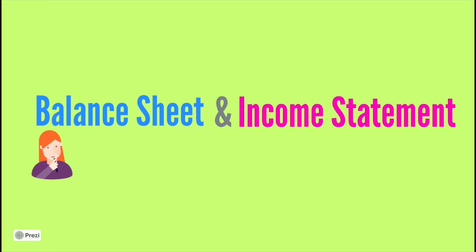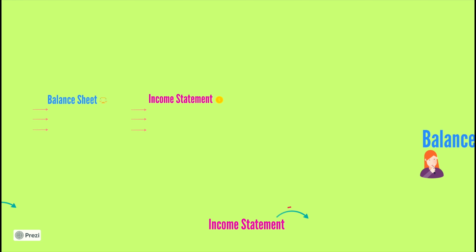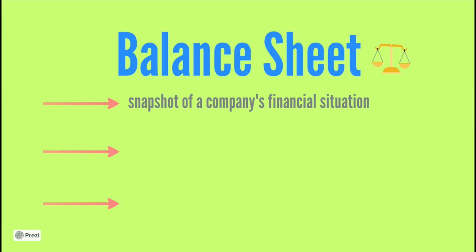Today we're going to focus on the difference between the balance sheet and the income statement, profit and loss statement, or P&L. The balance sheet can be understood as a snapshot of a company's financial situation at a specific point in time. You can think of it like taking a photo of the financial position of a company, which gets updated only when the next balance sheet is published.